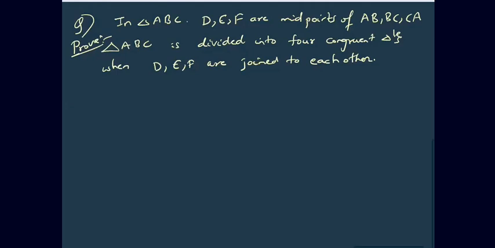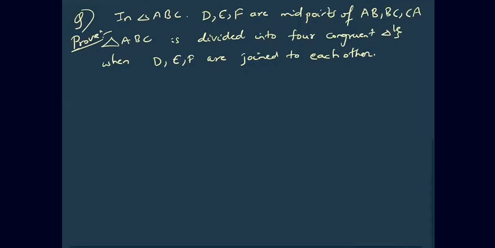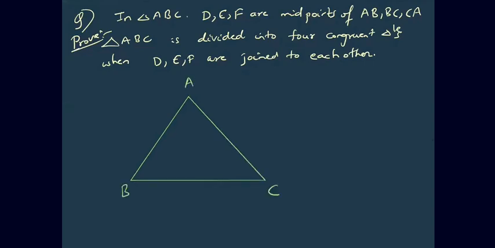I hope some of you might have already solved this. So let us discuss. It is a pretty straightforward problem, nothing much involved. We are given a triangle ABC, and D, E, and F are midpoints of sides AB, BC, and CA. So this is D, this is E, and this is F. Now I'm joining these D, E, F. He is asking to prove that all these four smaller triangles are congruent.